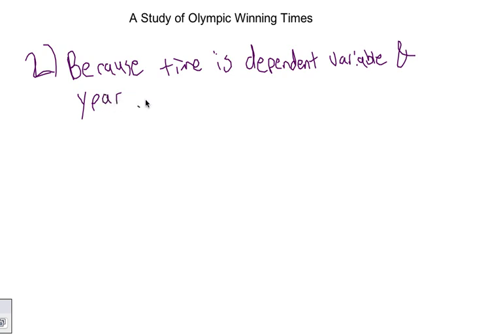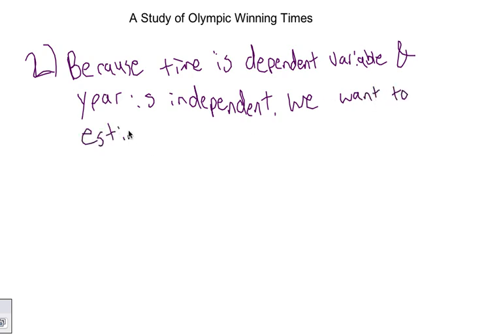You cannot change the year. And the year is the independent. It does not depend on anything. The year is just the year. You're given that, you plug that in to find the time. Okay. We want to estimate time. That's another thing you could throw in there. With regression, you are always estimating the y value. You cannot estimate the x value. You cannot estimate the year. So that doesn't work that way. We want to estimate the time for years that we don't know.